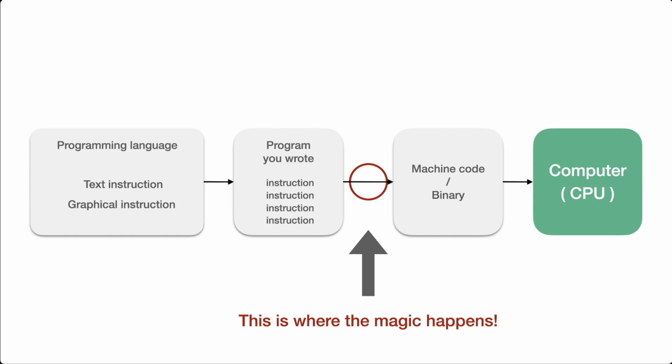The process of taking a human-readable program and translating it to machine code is called compilation. And here, there are two main styles of handling compilation: compilation of an entire program and interpretation line by line. Let's look at interpretation first.